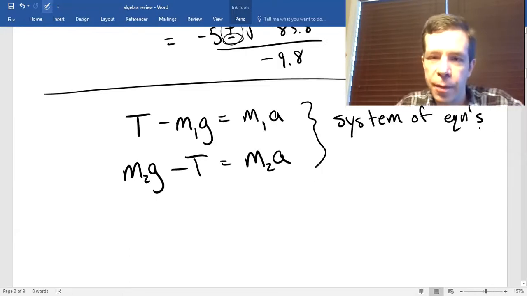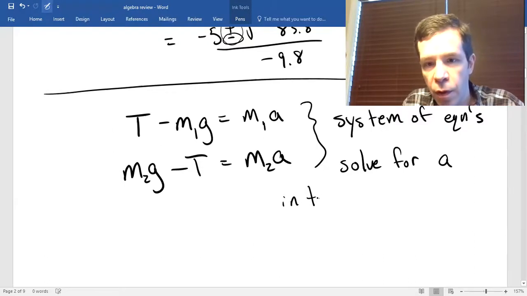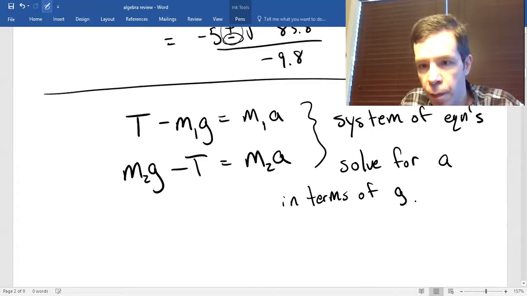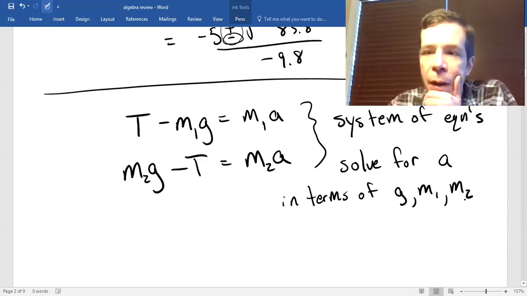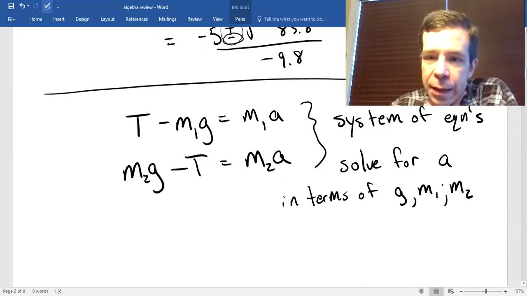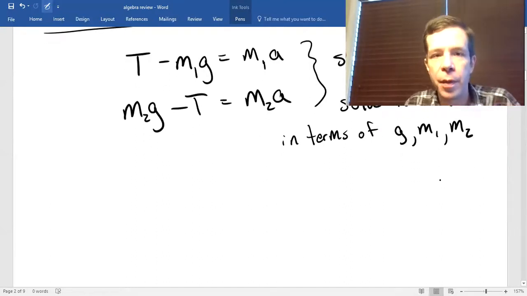And we're going to solve for A in terms of G, M1, and M2. So that means that we have to eliminate T. So there are a couple of options if we want to eliminate T.